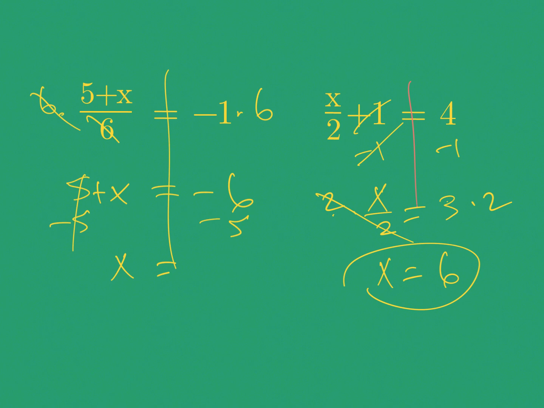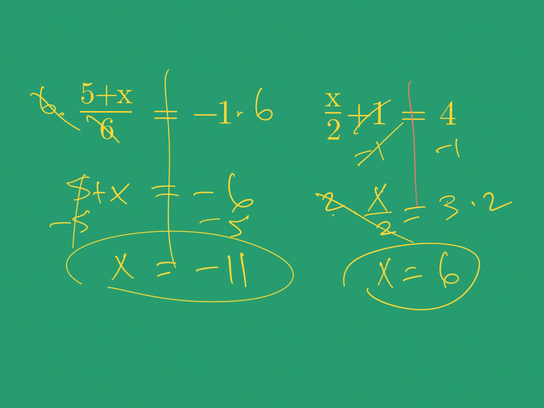Now here's one for you. What's negative 6 minus 5? It's negative 11. Negative 11, right? Same sign. Keep the sign, add the numbers. Okay? Same sign, keep the sign, add the numbers. Okay?